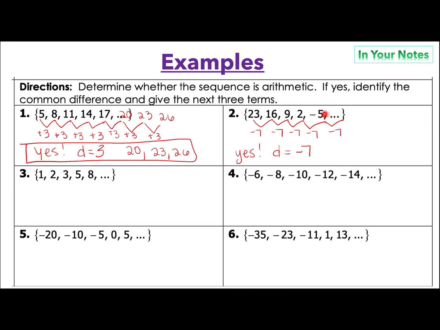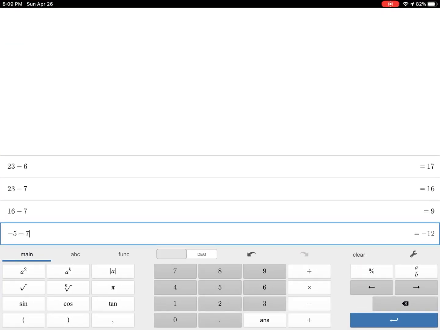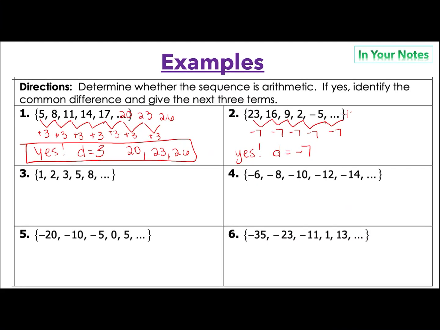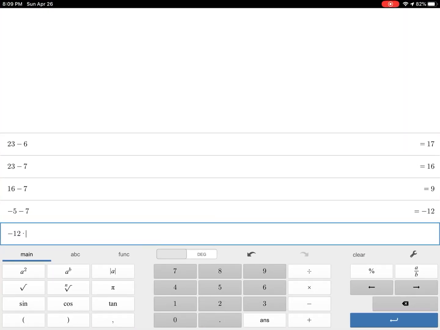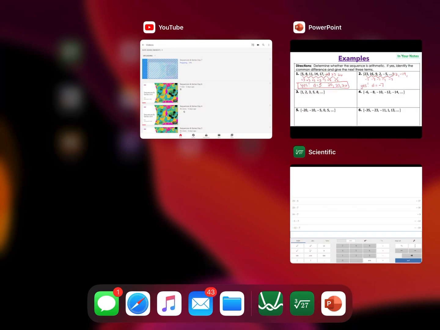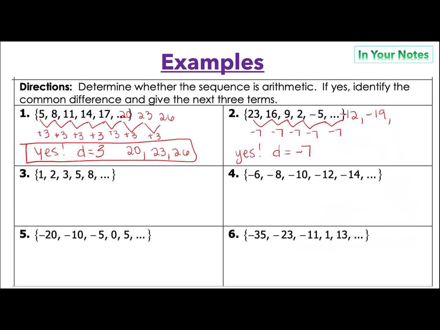So we're going to start at negative 5, negative 5 minus 7. We can use our calculator. Negative 5 minus 7 is negative 12. So that's negative 12 will go here. Negative 12 minus 7 is negative 19. And one more time, negative 19 minus 7 is negative 26. So those are my next 3 terms. And all of this is your answer.